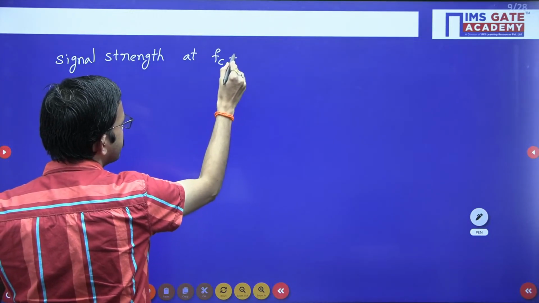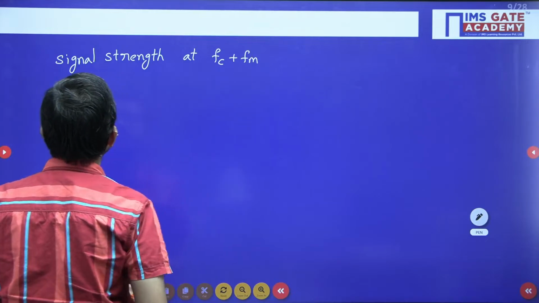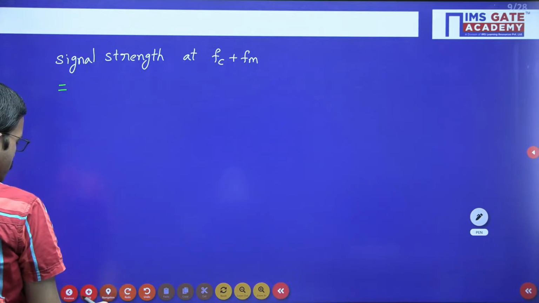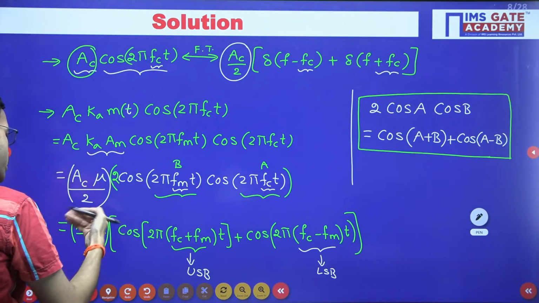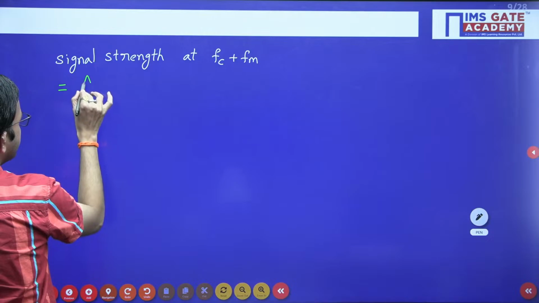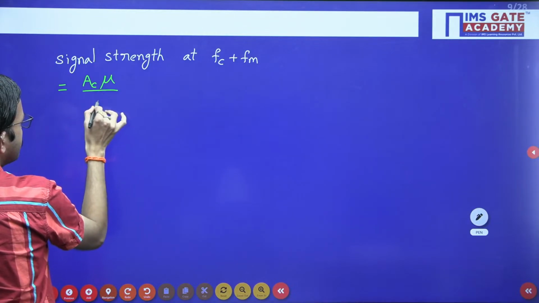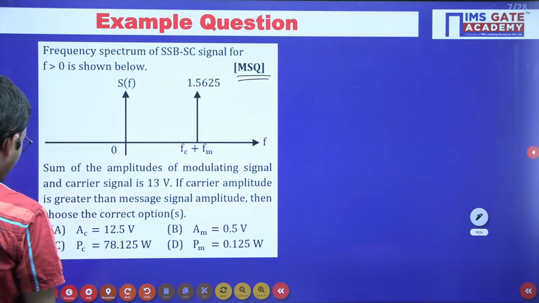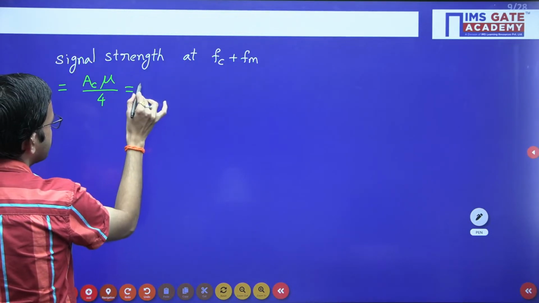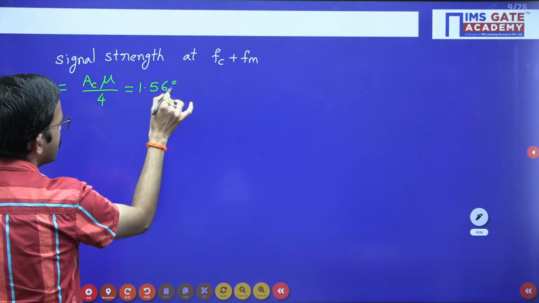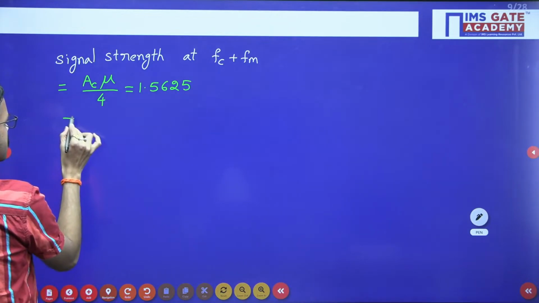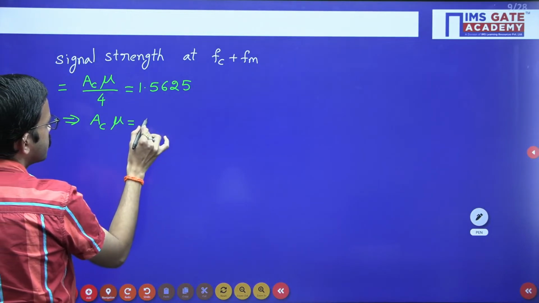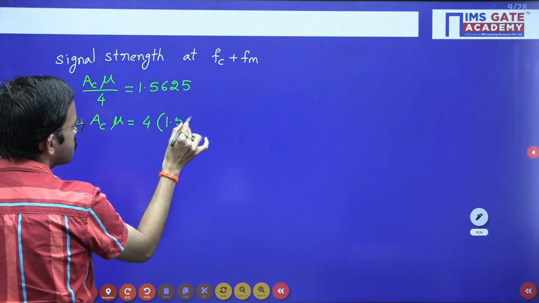at Fc plus Fm. The signal strength at Fc plus Fm is equal to AC mu by 2 divided by 2, so that is nothing but AC mu by 4. According to the given question, you have 1.5625. So from here you can just do the cross multiplication. You will get AC into mu is equal to 4 into 1.5625.